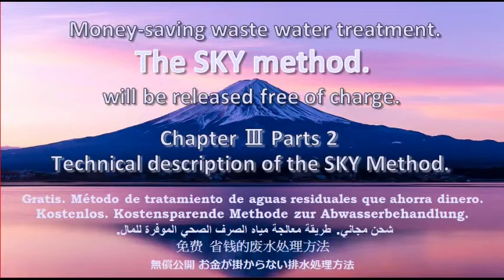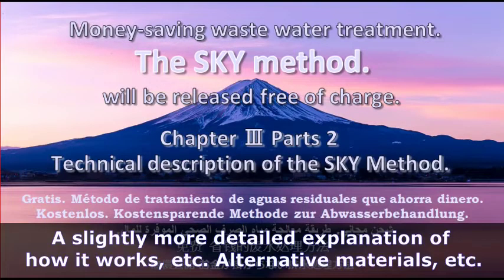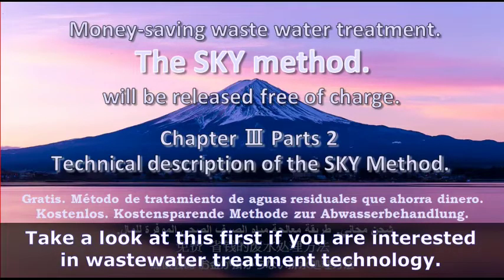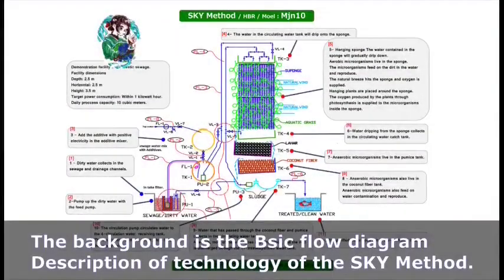Chapter 3, Part 2: Technical description of the sky method. A slightly more detailed explanation of how it works, alternative materials, etc. Take a look at this first if you are interested in wastewater treatment technology. The background is the basic flow diagram description of the technology of the sky method.